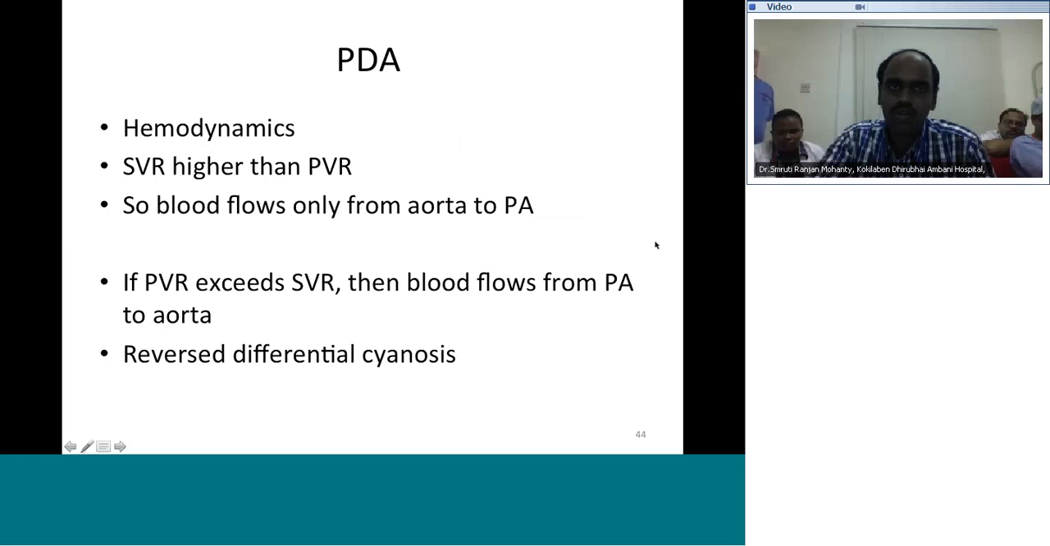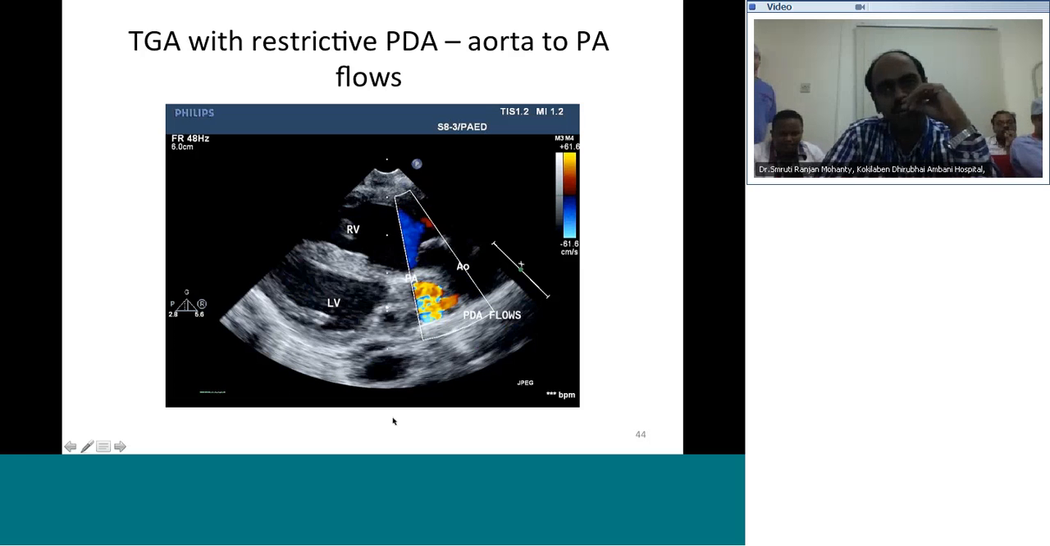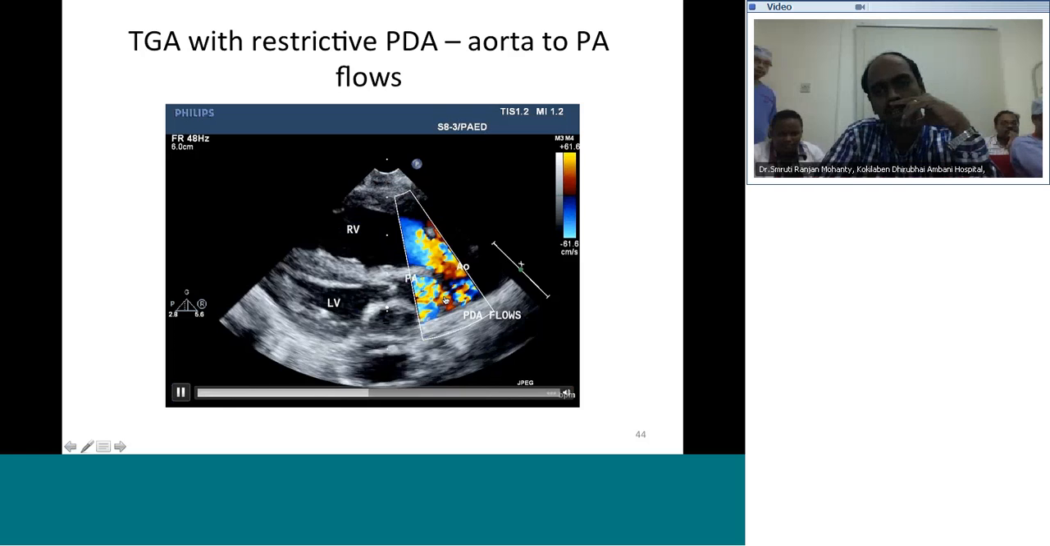Now, PDA hemodynamics: the systemic vascular resistance is always higher than the PVR, so blood will only flow from aorta to PA. Rarely, if the PVR exceeds the SVR, then blood will flow from pulmonary artery to aorta, causing reversed differential cyanosis. So TGA with restrictive PDA has continuous aorta to pulmonary flow.